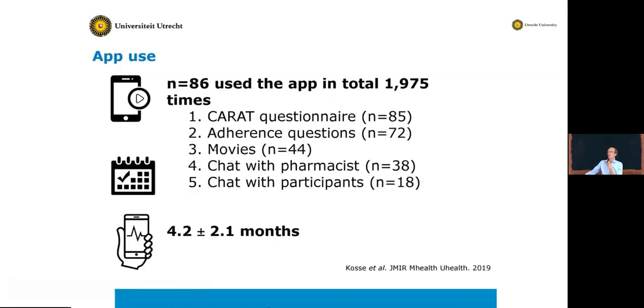What's also interesting is to see how did they use this kind of app. They used especially the CARAT questionnaire, which is a questionnaire on allergic rhinitis and asthma symptoms. They got adherence questions sometimes. They looked at the movies. So they were actually using the app. There was a difference. Some adolescents use it frequently, some use it only infrequently.